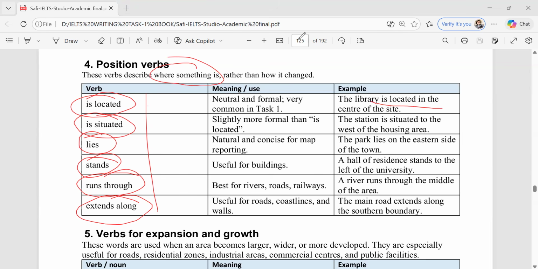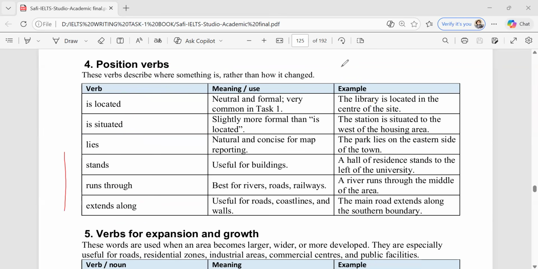When you use these verbs, we don't want to talk about changes. They want to talk about the exact position, the exact place, the location of things. If you just focus on these examples, the station is situated. Can you see? It doesn't talk about the changes. It talks about the exact location where something is. And the park lies on. A hall of residence stands. River runs. The main road extends. So can you see? No changes. Exactly the same. So this position vocabulary is important for you to understand and learn.